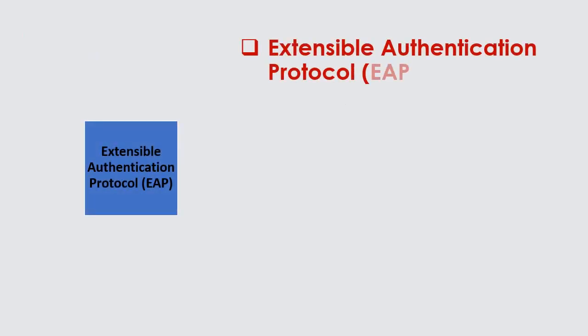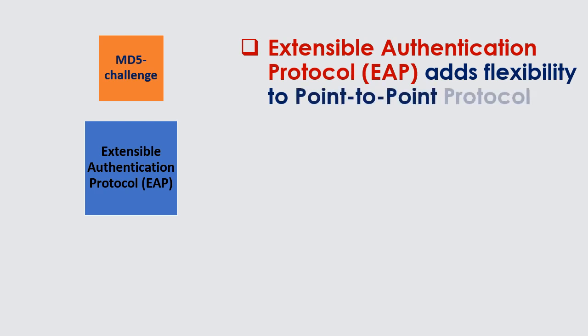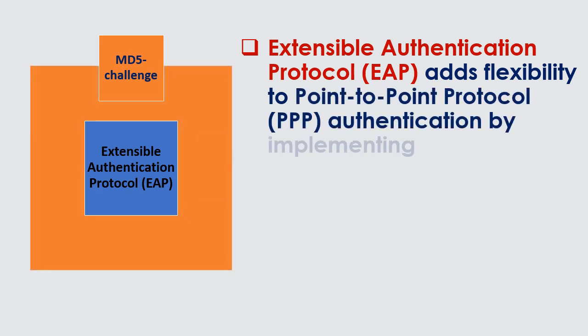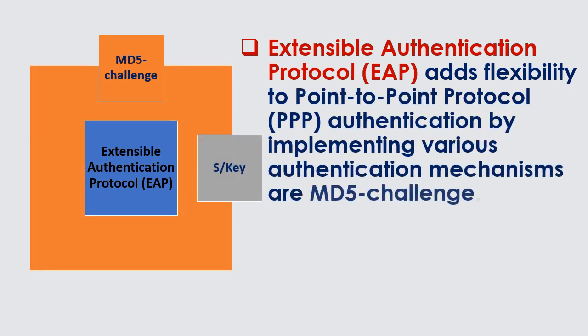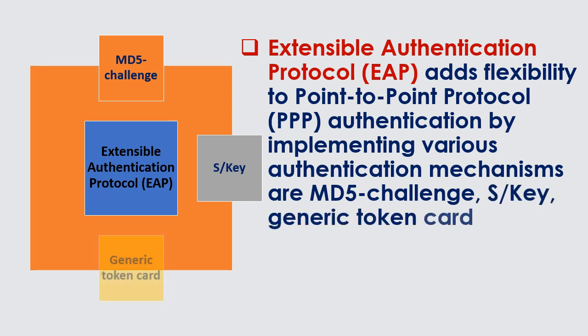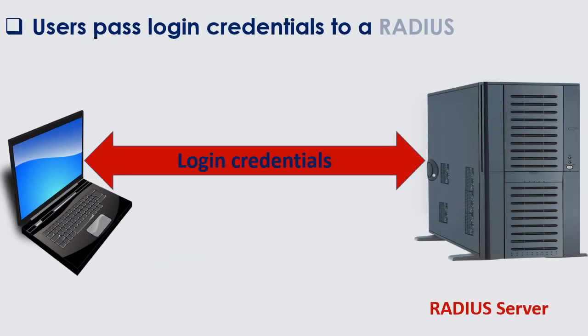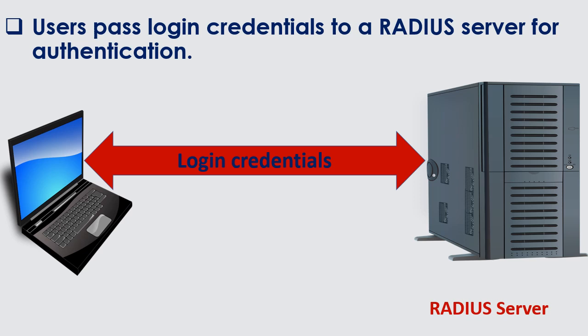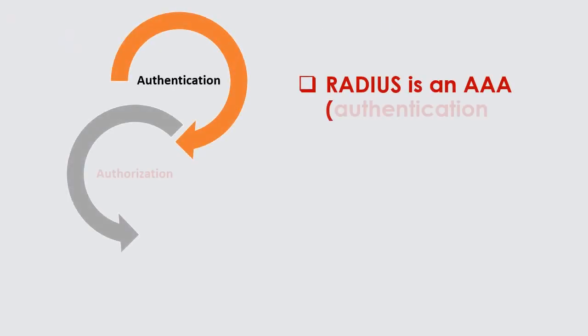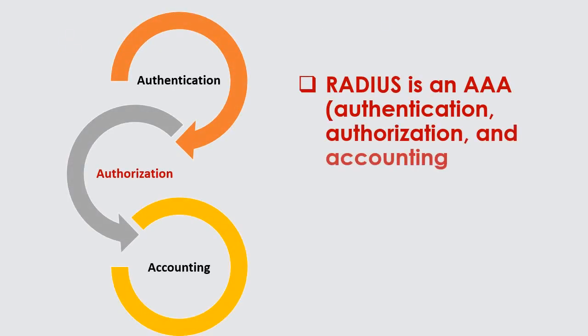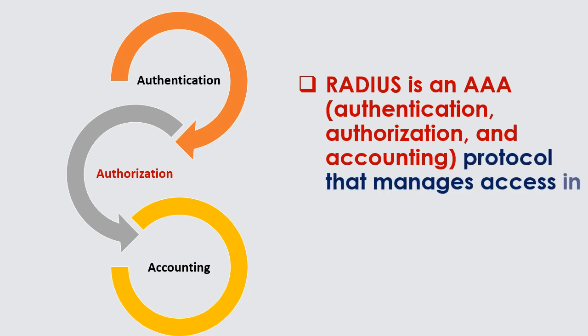Extensible Authentication Protocol (EAP) adds flexibility to Point-to-Point Protocol (PPP) authentication by implementing various authentication mechanisms, such as MD5 challenge, S/key, generic token card, digital certificates, and so on. Users pass login credentials to a RADIUS server for authentication. RADIUS is an AAA (authentication, authorization, and accounting) protocol that manages access in an AAA transaction.